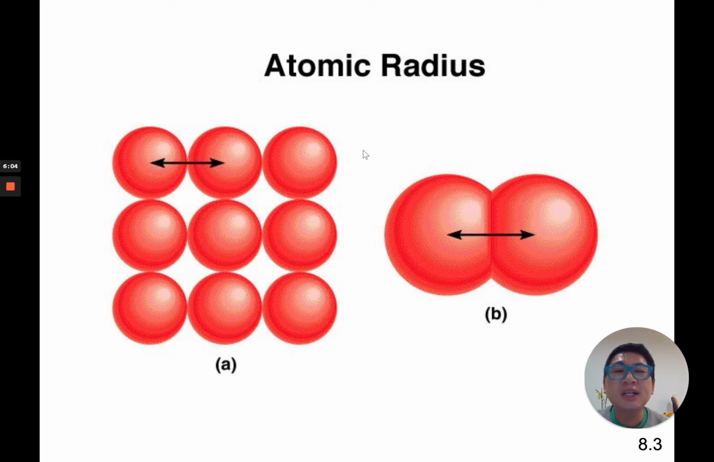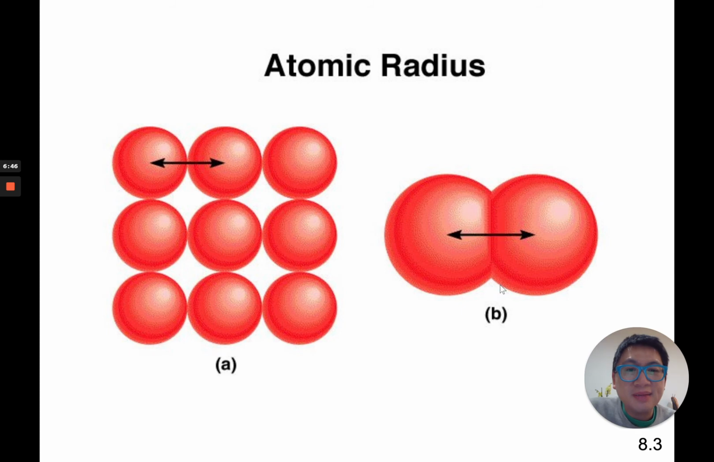So for the chances of finding the electrons, there is no specific line. There's just less and less chance of finding them as you get further away from the nucleus. So how do we define the radius then? We define it as half the distance between the nuclei of a diatomic molecule. Diatomic means two atoms. So you can imagine half the distance between the centers of two atoms in a diatomic molecule. That's how we define it.